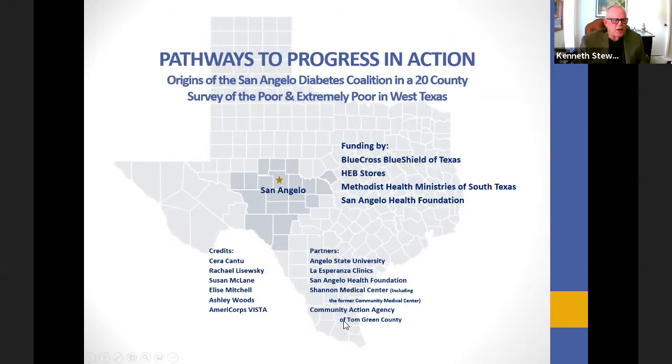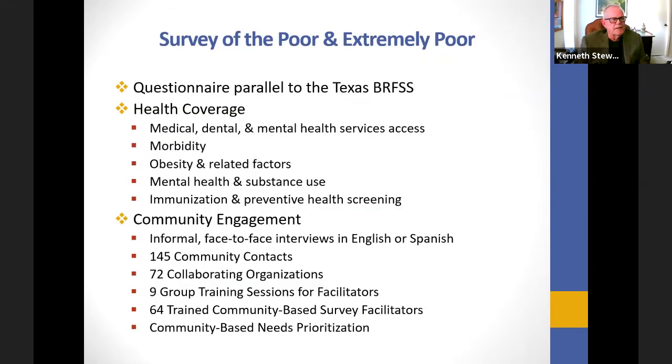Pay attention to these partners down here. These are essentially the medical partners in the community. And they are the partners that eventually created the Diabetes Association. So I wanted to point that out.